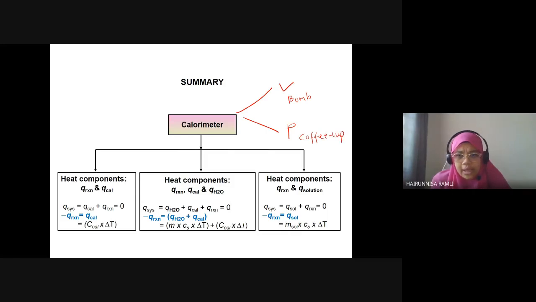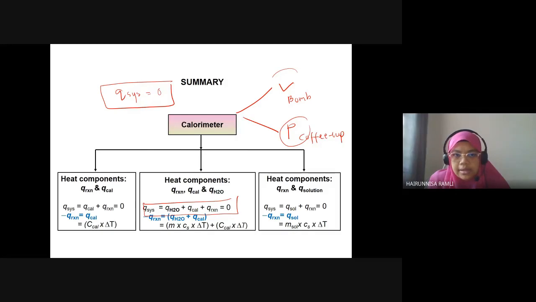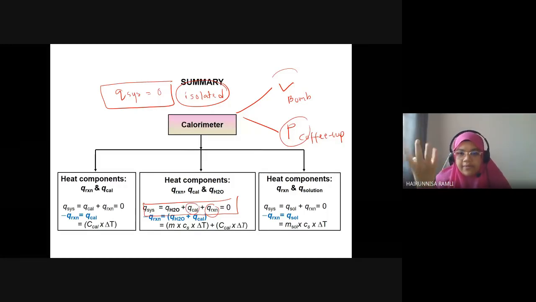For both calorimeters, you have a very basic equation. The very basic is when Q system is equal to zero, because we assume this system is an isolated system where there is no heat transfer or matter transfer, meaning it stays inside and does not transfer towards the surroundings. So that's why Q system is equal to zero. In that system, we have the reaction, which is of course the chemical reaction itself, and then we have the calorimeter, the device where the reaction takes place.